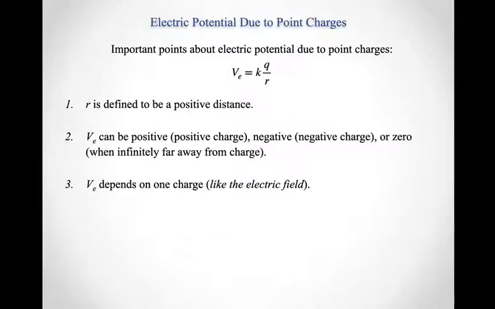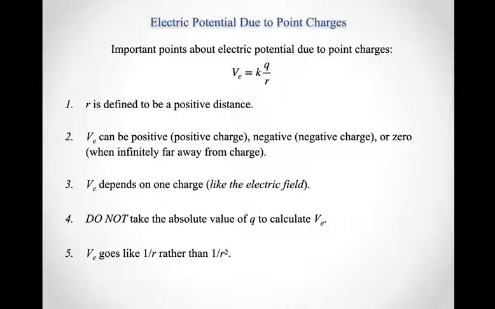Third, the electric potential depends on one charge, not two. So it only depends on the source charge, like the electric field. But unlike the electric field, we don't want that Q in absolute values. We were calculating the magnitude of the electric field with the equation we used there, so we needed Q in absolute values. Here, we don't want Q in absolute values because we want to allow for the fact that if we have a negative source charge, we will have negative potentials.